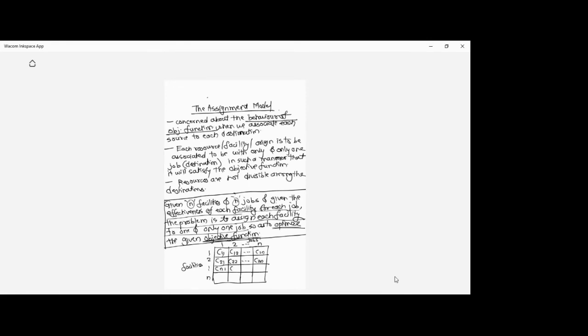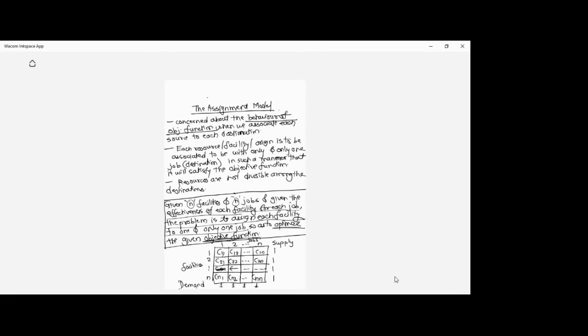We can put a dash here, because we don't have any particular value here. Next it is CN1, CN2, and CNN here. So here supply, we can say, what is supply? Supply is particularly 1, 1, 1 and 1, and demand will also be 1, 1, 1 and 1.